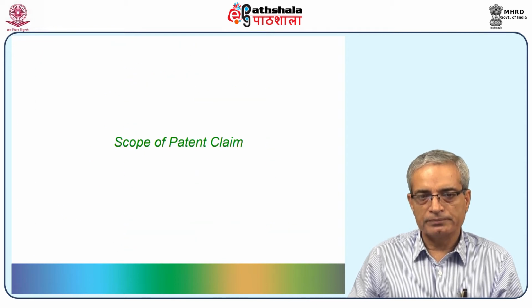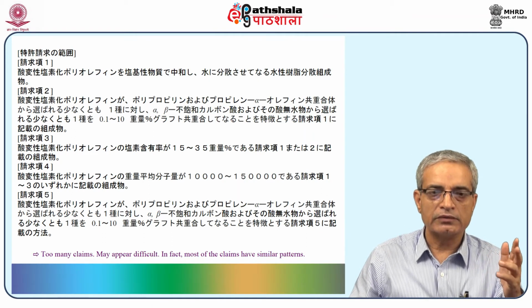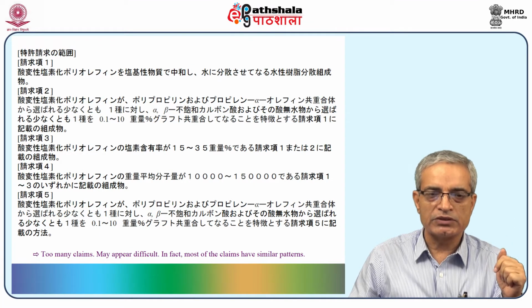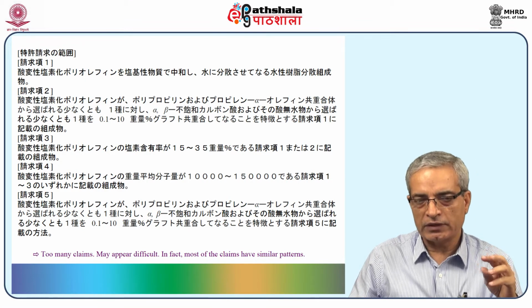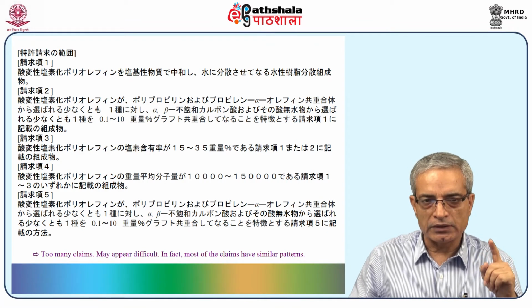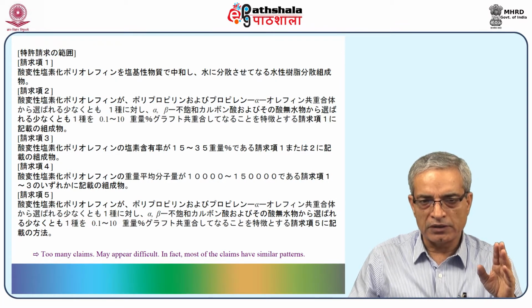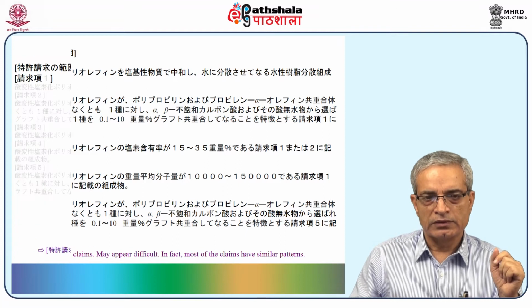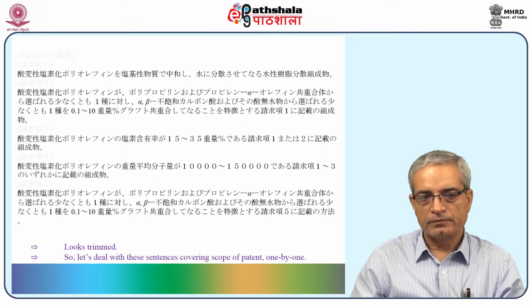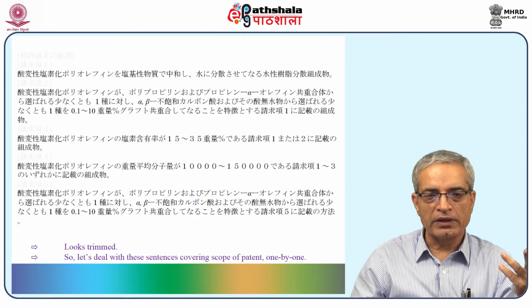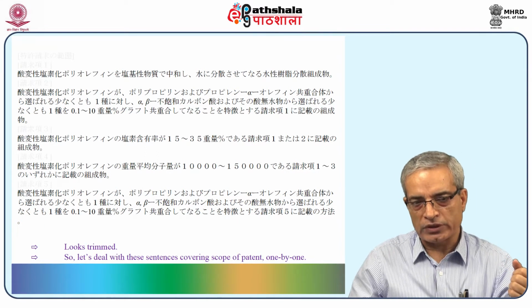Scope of patent claim. If you look at this, it looks like something black. Well, to me, even the visibility is an issue, but yes, it's too black. Can we simplify it? There are too many claims, and it may appear difficult. But let's see the next slide. We are trimming it down. Scope of patent claim. This slide looked too complicated, too black, too many Chinese characters. Let's try to do something with this.